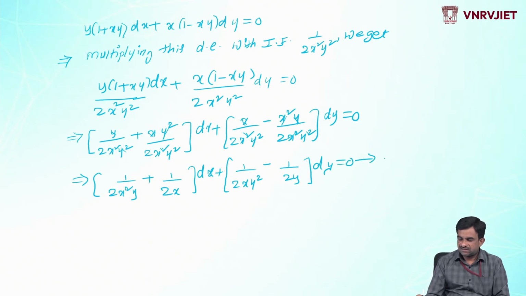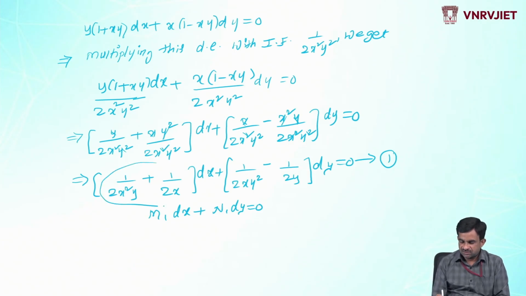Let us consider this as equation 1. This is in the form M1 dx plus N1 dy is equal to 0. M1 here is this expression, and N1 is this. If you find the derivative of M1 with respect to y, we will get it as the derivative of N1 with respect to x.